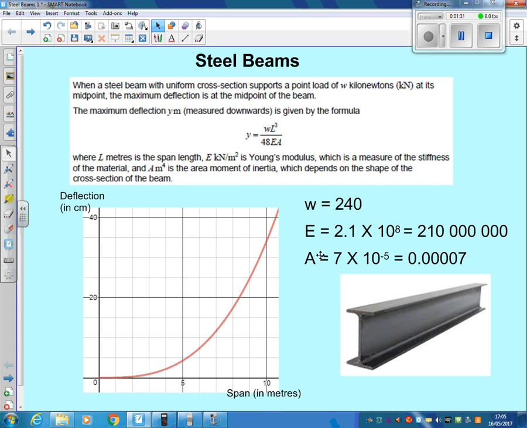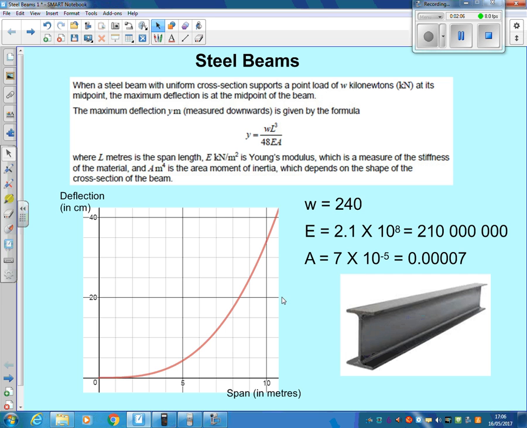And then A, which is known as the area moment of inertia, depends upon this beam, how high it is, how wide it is, what type of shape it is. It's going to affect the beam. Now this is a very small number. It's 7 times 10 to the minus 5. That is just a typical example for A. A could be all sorts of different numbers here, but they will be very small numbers like this. In this particular case, the decimal point is 1, 2, 3, 4, 5 places away from there. That's why it's 7 times 10 to the minus 5.